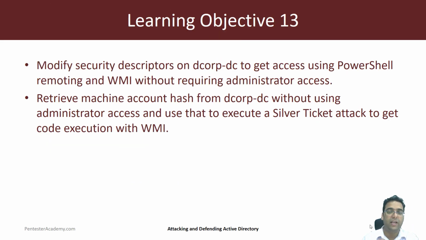Now, this brings us to our next learning objective. There are two tasks. First one is you need to modify security descriptors on DCOP-DC to get access and command execution capabilities using PowerShell remoting and WMI without requiring administrator access. That is one part. Second one is to retrieve machine account hash from DCOP-DC without using administrative access and use that to execute a silver ticket attack to get code execution once again with WMI, right?